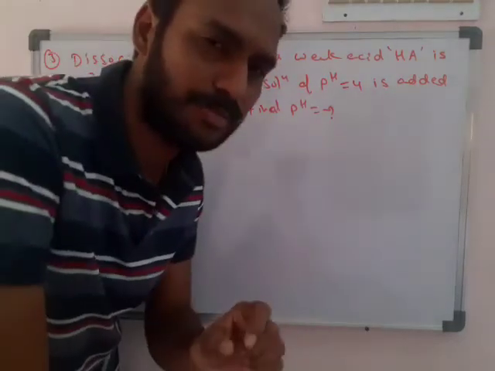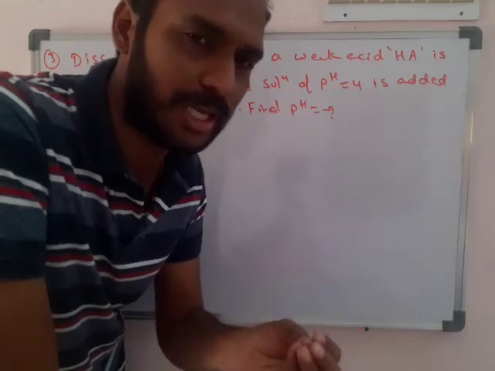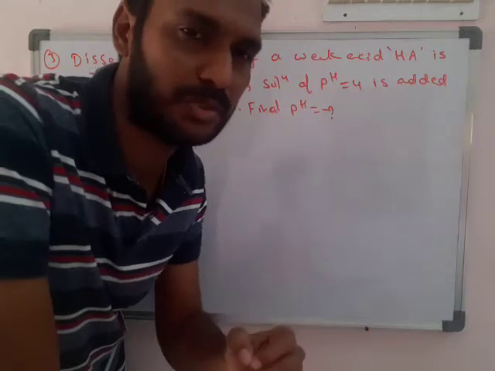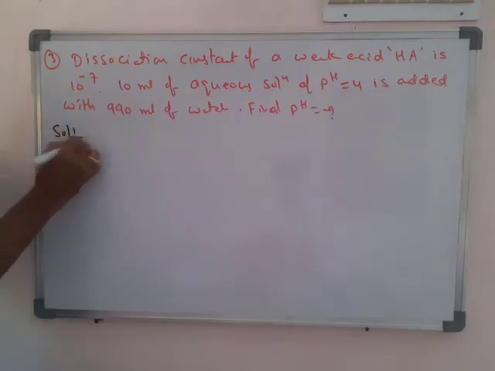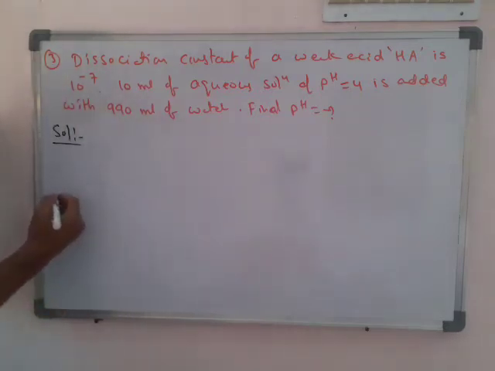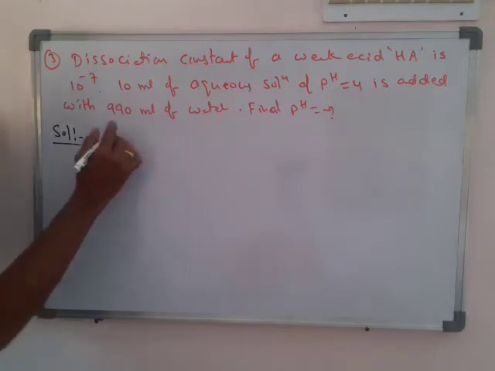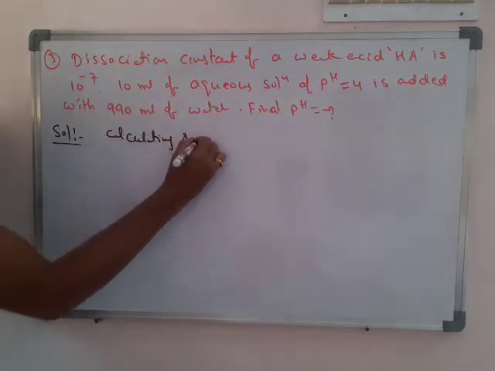So it is simply dilution. We know that on dilution the concentration of H plus decreases, so we have to find the pH of that final solution. What is the formula for dilution? On diluting an acid the formula is N1V1 equal to N2V2, but we don't know the initial concentration. At first we have to find the initial concentration.